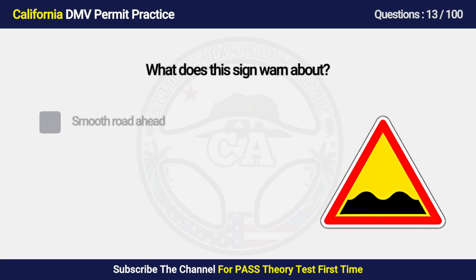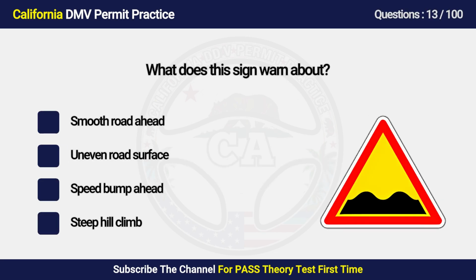Question 13. What does this sign warn about? A. Smooth road ahead. B. Uneven road surface. C. Speed bump ahead. D. Steep hill climb.